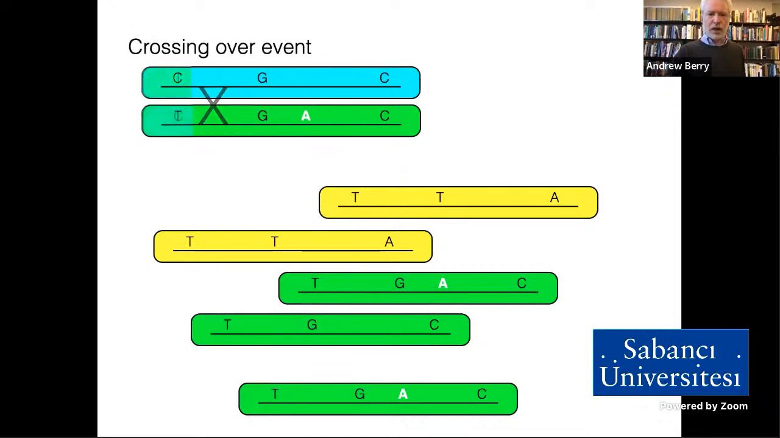So you're going to create sort of mix and match genetic variation. So it's not only going to be the green T in position 1, which is associated with the white A, but here we've got the turquoise C also associated with it. And obviously this can keep going.